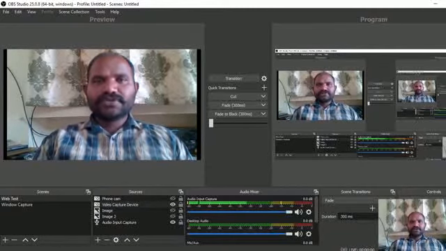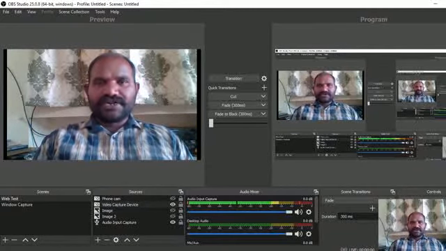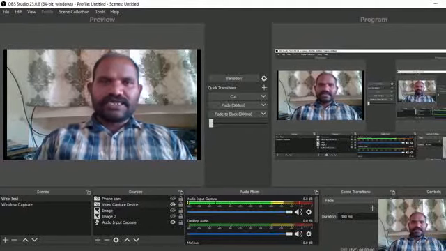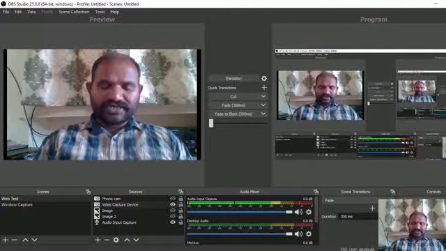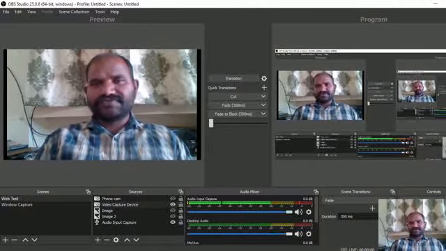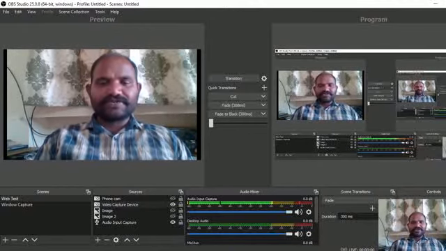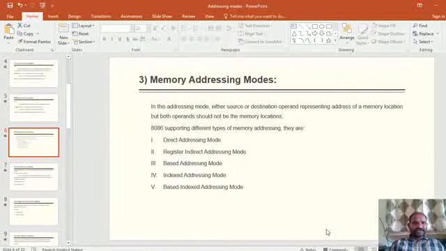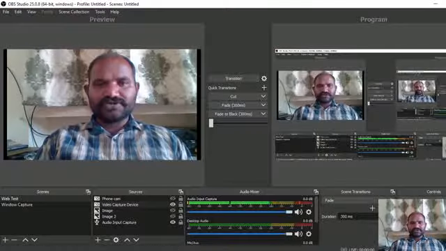Good morning, students. Today we are going to continue the last session, which is addressing modes. In the last class, we started the addressing modes, what exactly the addressing mode is and all those things we defined, and we have seen how many types of addressing modes there are in 8086 and which are going to be supported by 8086. So, in today's class, we are going to continue the last session.